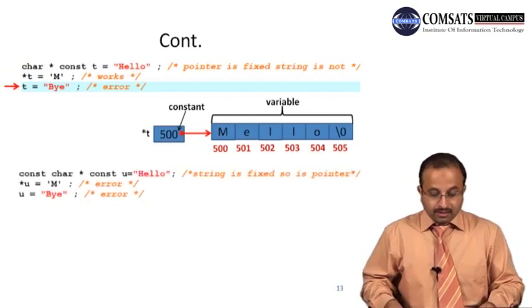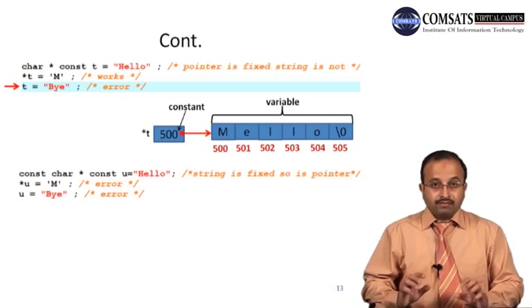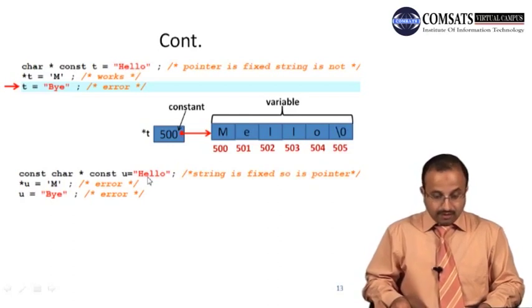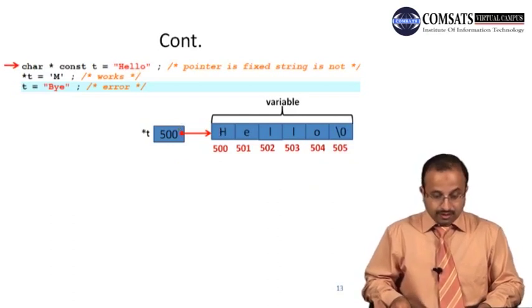Okay? Next, string is fixed, so is pointer. In this case both things are fixed. So you have const character static const u. So character से पहले जब const आएगा, that means this string is constant. और जब static के बाद const आएगा, that means that this pointer is constant. ठीक है, character से पहले जब const आएगा, this means that the string is constant, like we have in the previous slide. Let me show you in the previous slide.